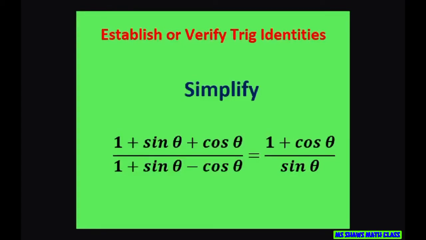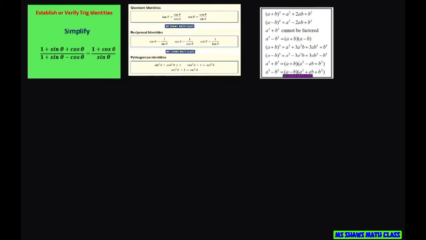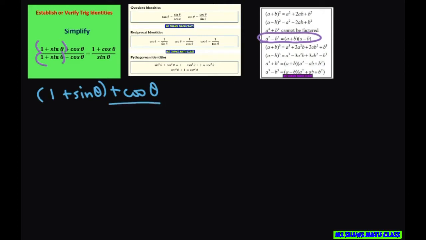Hi everyone, we're going to verify this trig identity by simplifying and multiplying by the conjugate. So the first thing I'm going to do is write this with parentheses right here, because what I want to do is multiply by the conjugate and use this form here. So when you do that, let's copy this down. You have 1 plus sine of theta plus cosine of theta. And then the denominator is going to be 1 plus sine of theta minus cosine of theta.